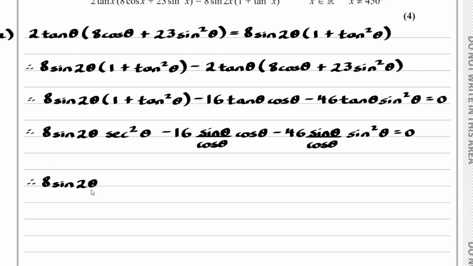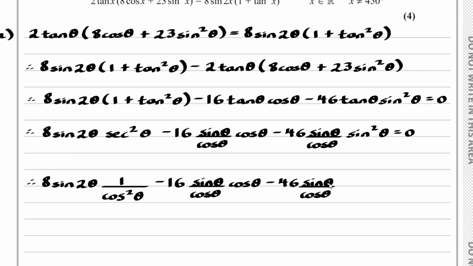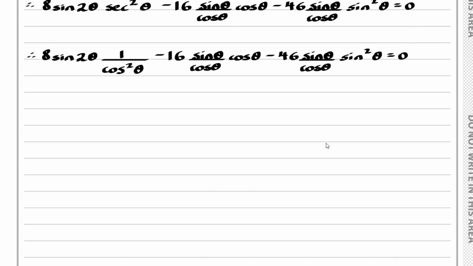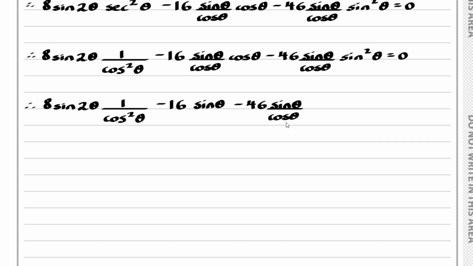So I've got 8 sine 2 theta multiplied by sec squared theta, which is the same as 1 over cos squared theta. Then I subtract from this 16 multiplied by sine theta over cos theta multiplied by cos theta, subtract 46 multiplied by sine theta over cos theta multiplied by sine squared theta, and this is equal to 0. So we have 8 sine 2 theta multiplied by 1 over cos squared theta, subtract 16 multiplied by sine theta, because the cos theta is simplified to give 1. Then I subtract 46 multiplied by sine theta over cos theta multiplied by sine squared theta, and this is equal to 0.